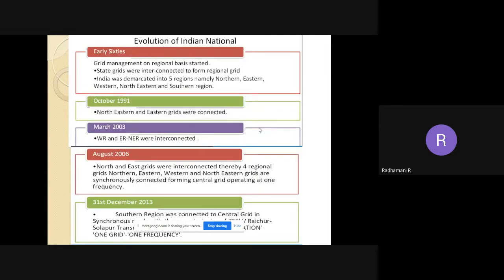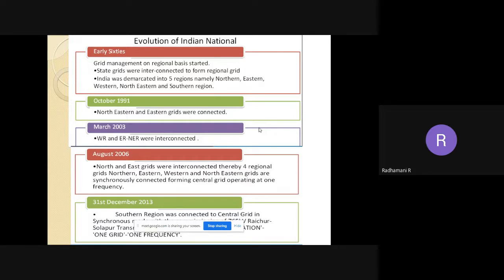And this is the evolution of the Indian national grid. Generally, we have five regions, namely northern, eastern, western, northeastern, and southern regions. In the early 60s, the state grids were interconnected to form regional grids. So totally we have five regions. After that, in October 1991, the northeastern and eastern grids were connected, to achieve the one nation, one grid, one frequency system.